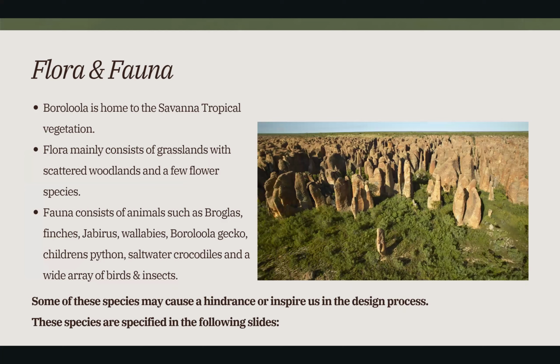Flora and fauna. Borolola is home to savanna tropical vegetation. It has a lot of scattered woodlands, grasslands, and also a wide variety of fauna. Some of these species may cause a hindrance or inspire us in the design process. These species are specified in the following slides.